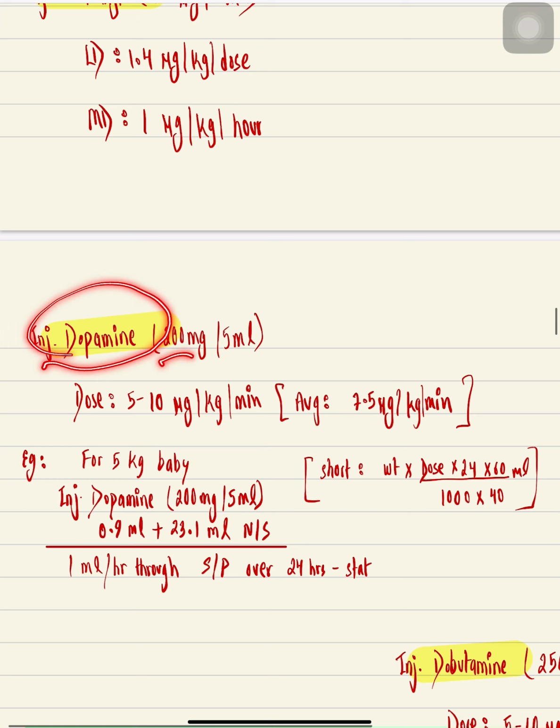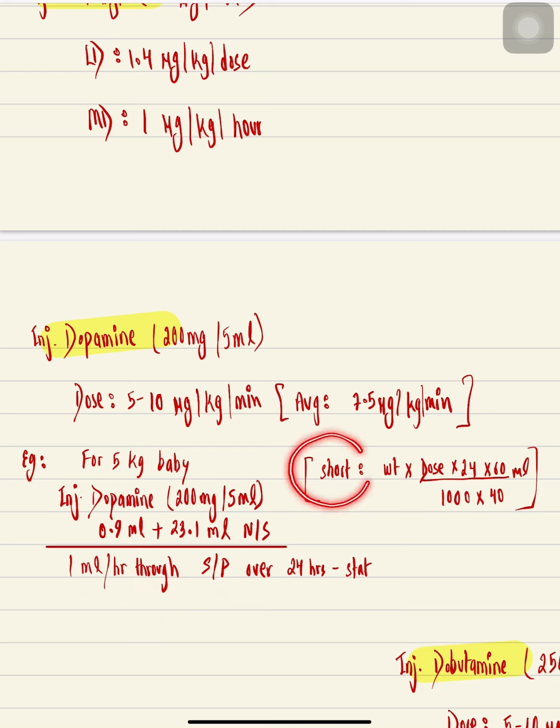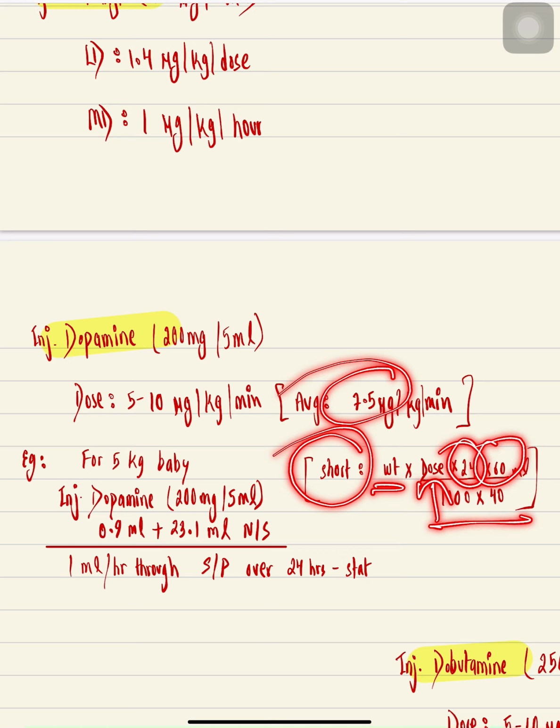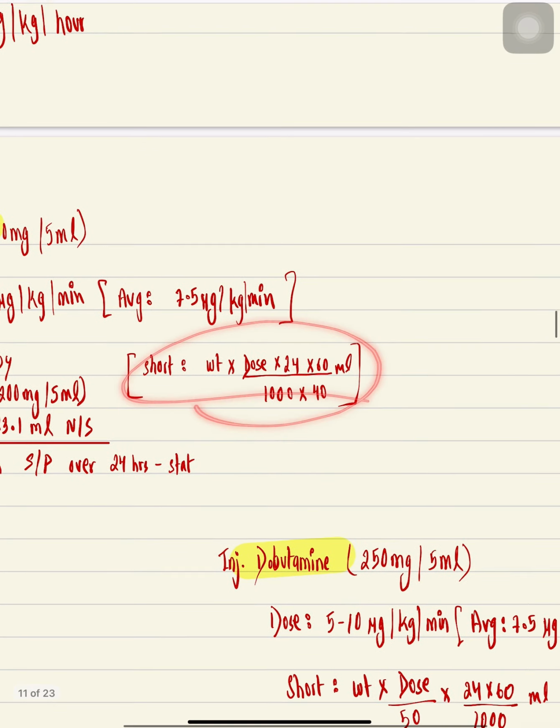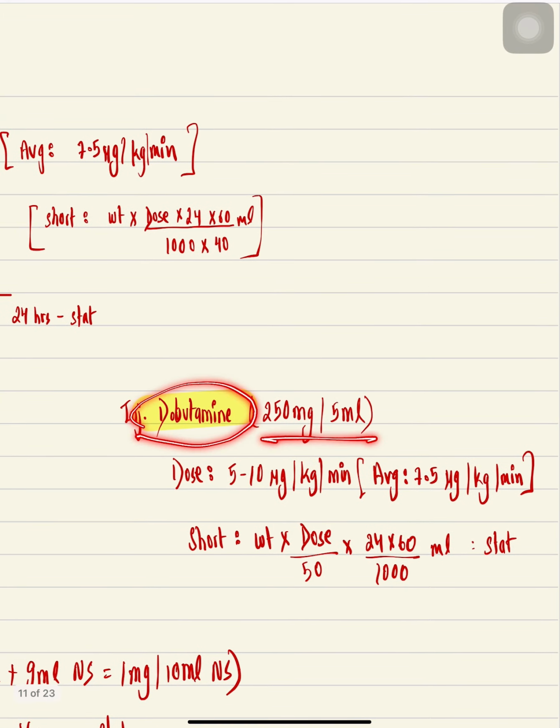Injection dopamine, which comes in the market with 200 milligram over 5 ml. The dose is 5 to 10 microgram per kg per minute. On average we can take 7.5 microgram. If the baby has 5 kg weight, then injection dopamine is given with 0.9% normal saline and 23.1 ml normal saline, 1 ml each hour through the syringe pump over 24 hours. The shortcut formula is weight into dosage into 24 into 60 by 1000 into 40. This is the shortcut. Next is injection dobutamine 250 mg over 5 ml.